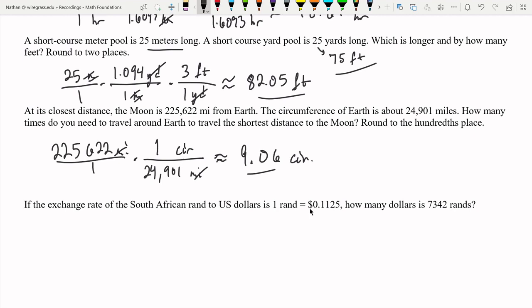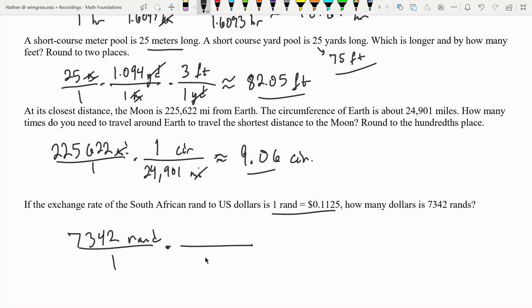Okay, finally we have an exchange rate. Exchange rates are really just unit conversions between one currency to another currency. And so suppose that the South African rand to the US dollar is this exchange rate, 1 rand to $0.1125. How many dollars then is 7,324 rands? So, 7,324 rands.